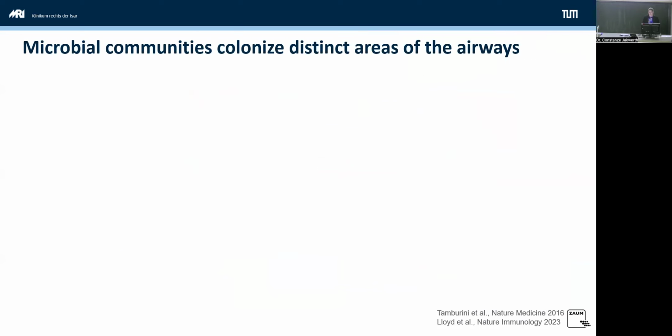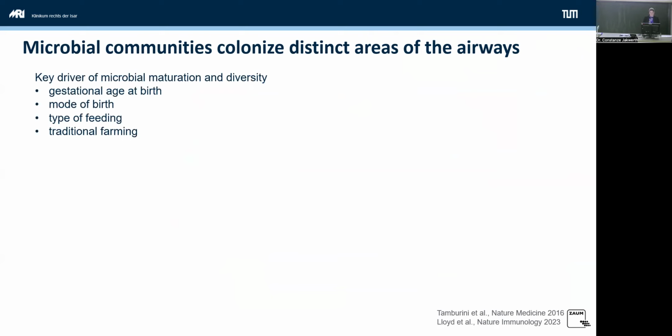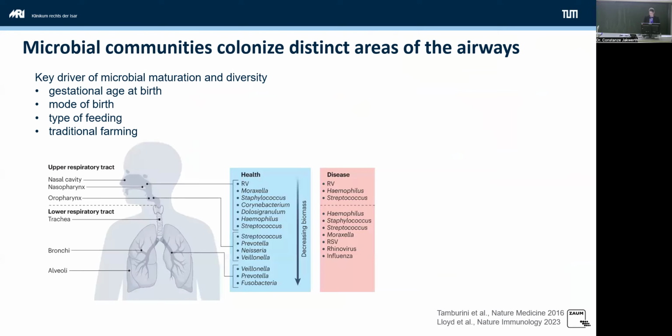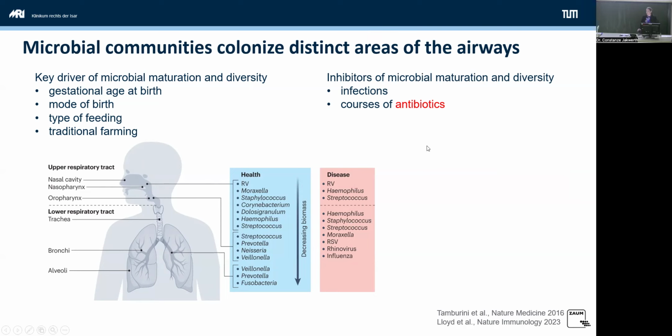And this microbiome can be composed of different bacteria mainly. The key driver of this microbial maturation is the gestational age at birth, the mode of birth, type of feeding, and the traditional farming that I mentioned. You see here approximately an overview of the different types of bacteria and microbes that you would like to have in a healthy microbiome that lines the airways. However, in a diseased one, we have a shift towards sometimes one or the other species.